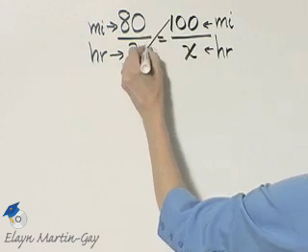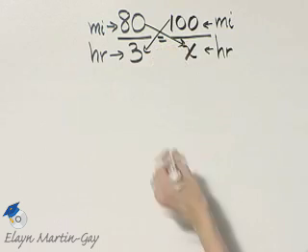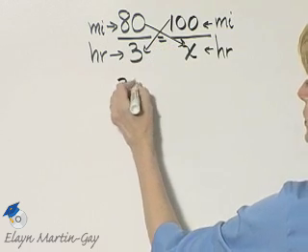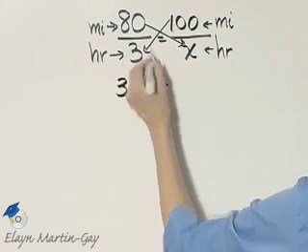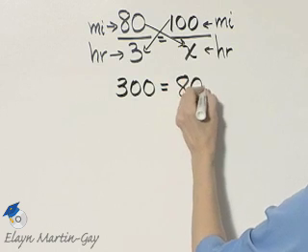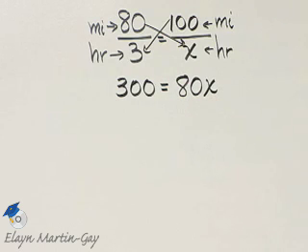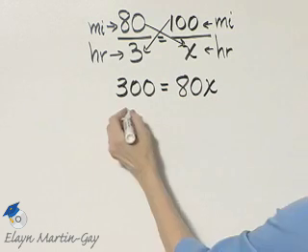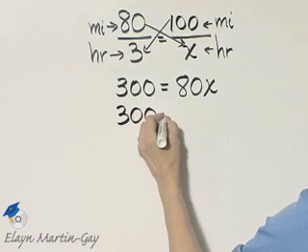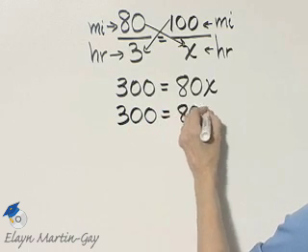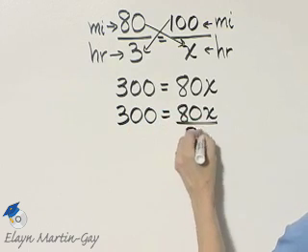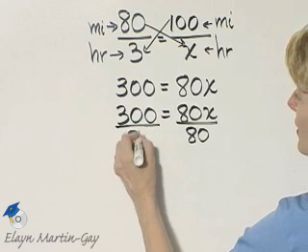I'll use cross product since I have a proportion set up. 100 times 3, that's 300, and then 80 times x, that's 80x. And now let's solve this equation for x. I'll rewrite my equation, and I'll divide both sides by the coefficient of x, which is 80.